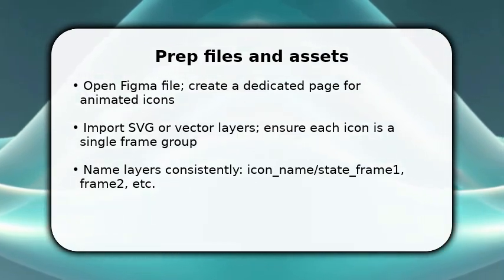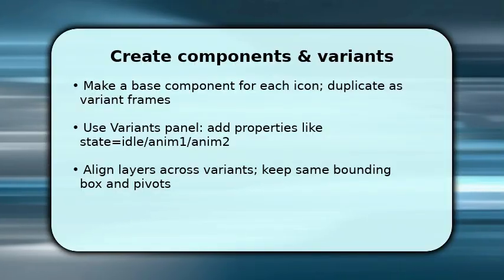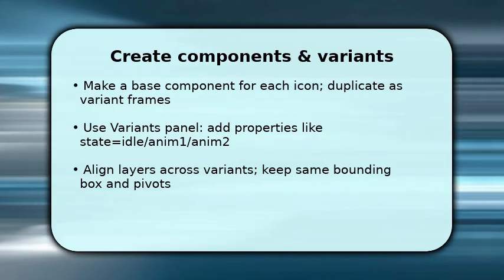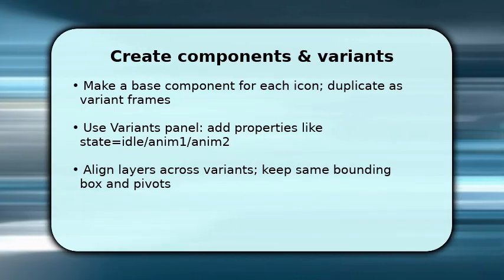Now you convert frames into a component with variants so Figma can transition between them. Create a base component, then duplicate it for each animation frame and add them as variants. In the Variants panel, add a property such as state with values idle, frame 1, frame 2. This lets you target frames programmatically.